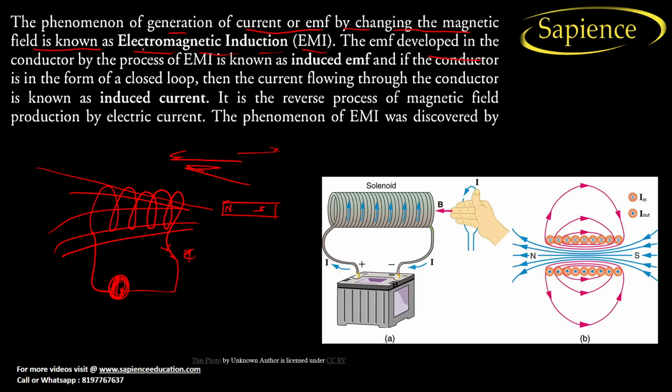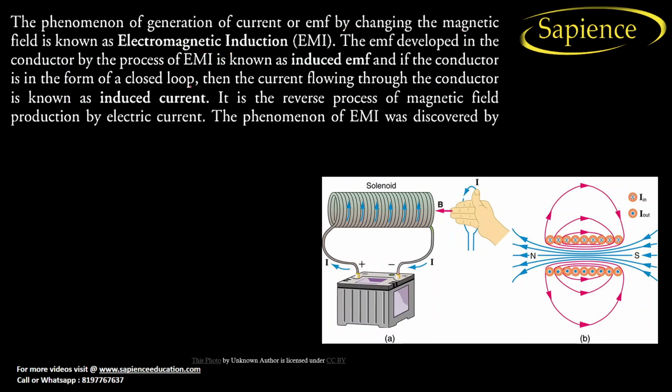The EMF developed in the conductor by the process of EMI is known as induced EMF. Whenever EMF is developed by the process of induction, these are the methods of induction. By induction only, we can produce EMF. Then the current flowing through the conductor is known as induced current, and it is the reverse process of magnetic field production by electric current.